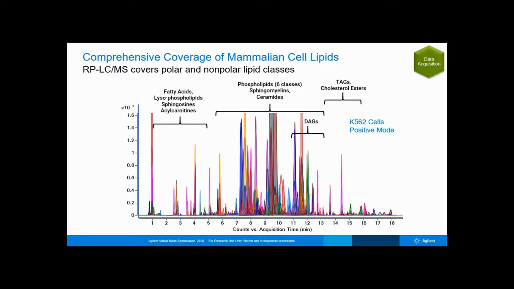And so, with careful choice of mobile phases, with a single reverse phase-based method, we can cover most of the major polar and non-polar lipid classes present in a typical cellular lipid extract. Shown here is a positive ion mode chromatogram with overlaid compounds, where we are covering many lipid classes, from the smaller polar lysophospholipids to the late eluting and very hydrophobic triacylglycerols and cholesterol esters.